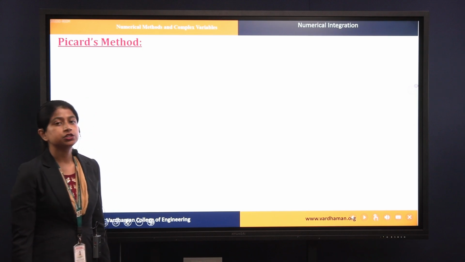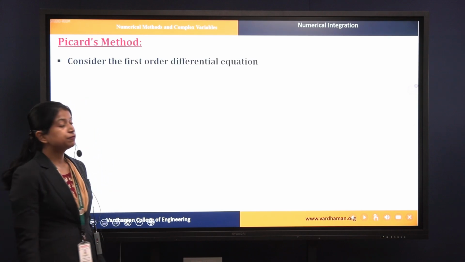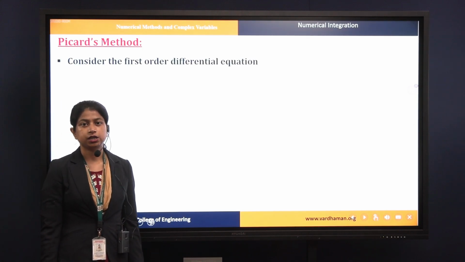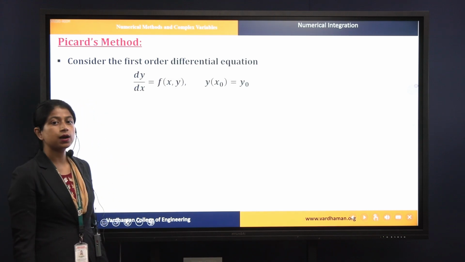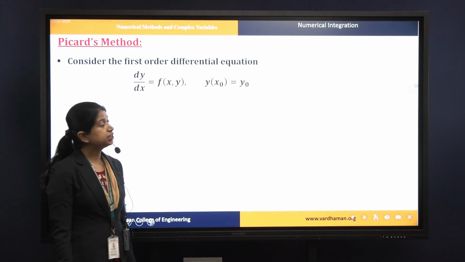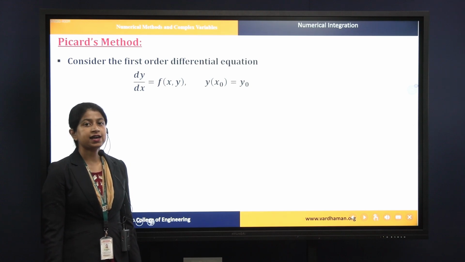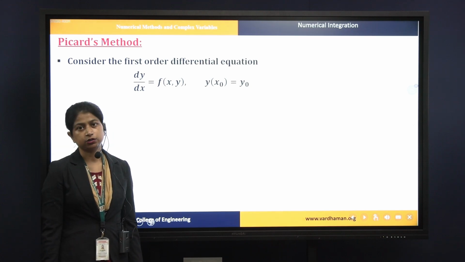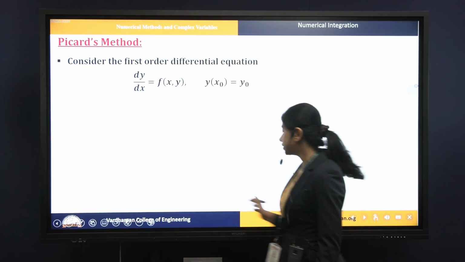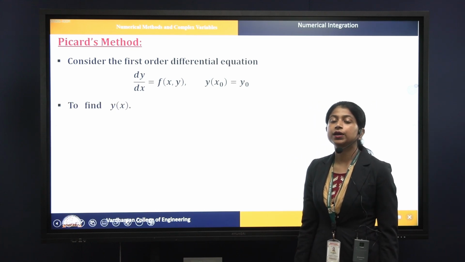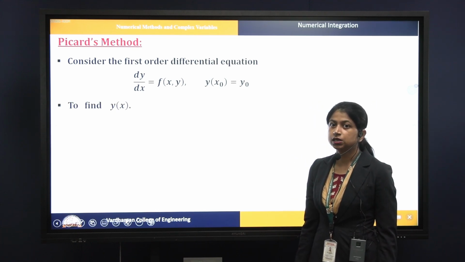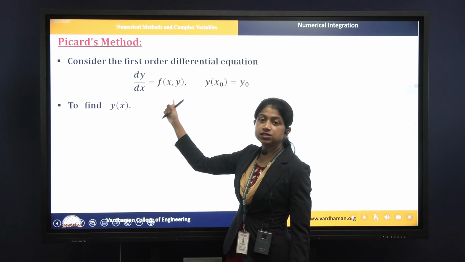For this method, first of all we will consider the first order ordinary differential equation which is given by dy by dx is equal to f of x, y, and the initial condition is at x naught, y value is y naught. Now we need to solve this equation, that means we need to find y of x. In this method we get successive approximations by integrating this equation.